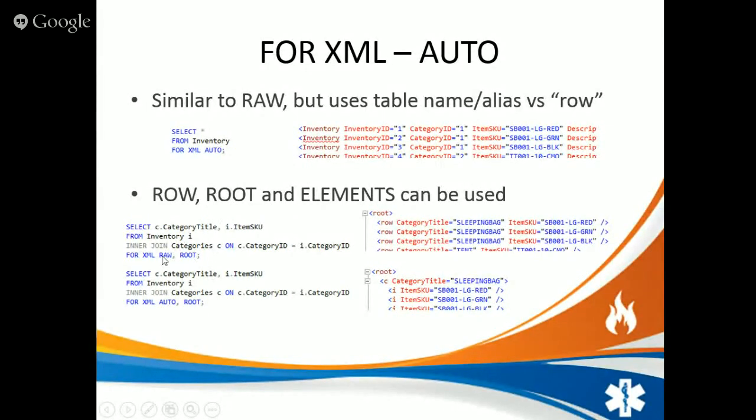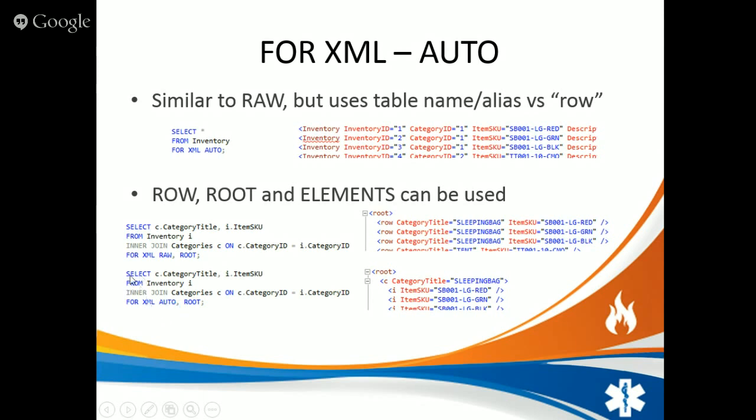In the second example, I did for XML raw root, and it added on the root and row, the same as our previous example. So the default node name when you use XML raw is row, and the default root node is root when using raw.